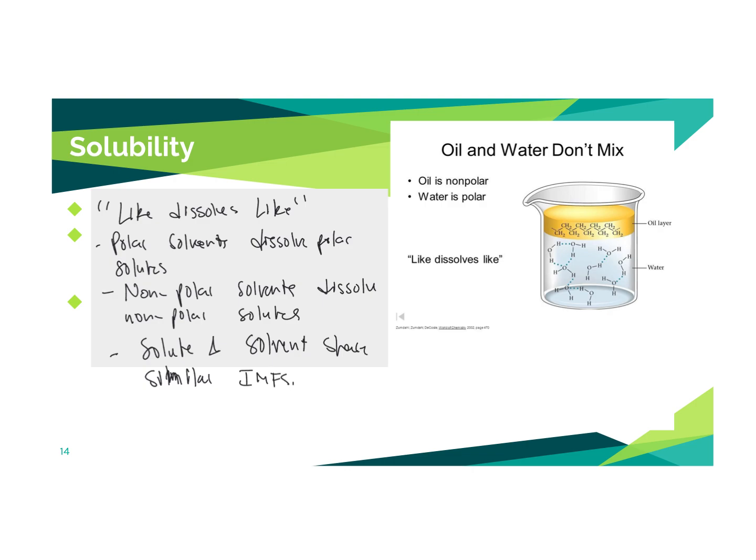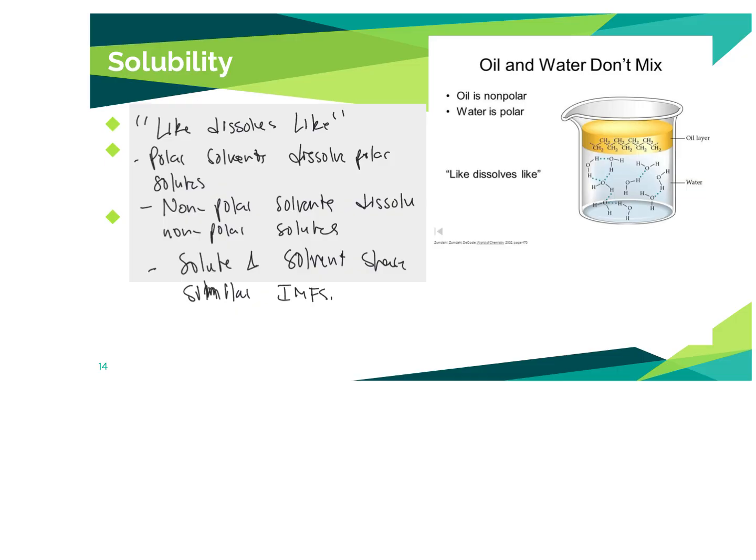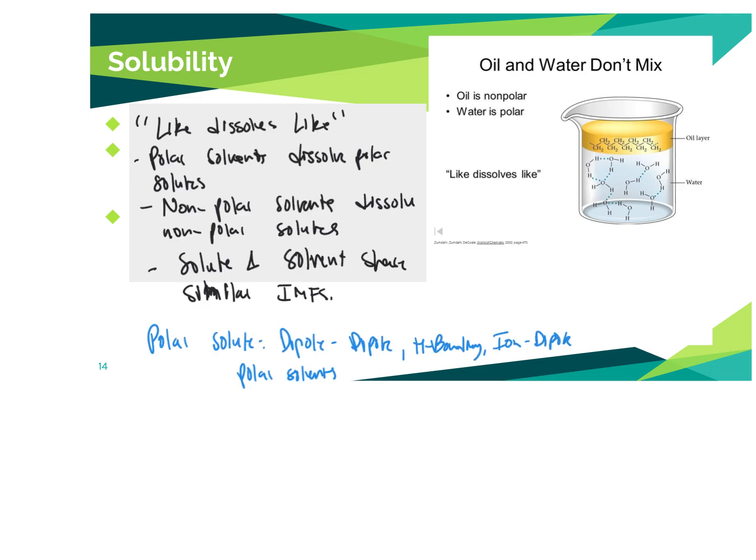Right, and so a polar compound, for example, I'm going to write that down here. A polar solute might have some dipole-dipole, might also have some H bonding, depending on its structure. Or it can also have ion dipole. Right, ions are pretty polar. And because it has all of those, polar solvents have the same exact kinds of IMFs, and so polar solvents like to dissolve polar solutes.